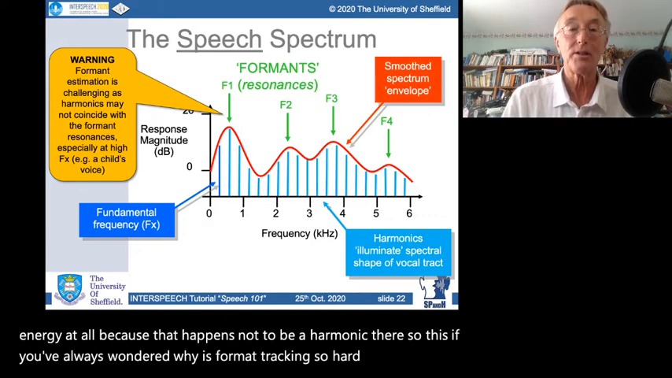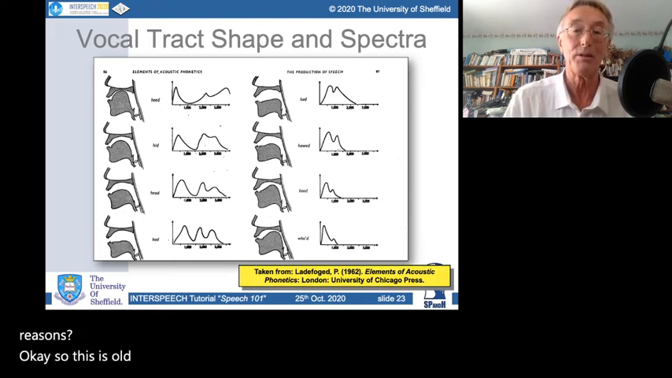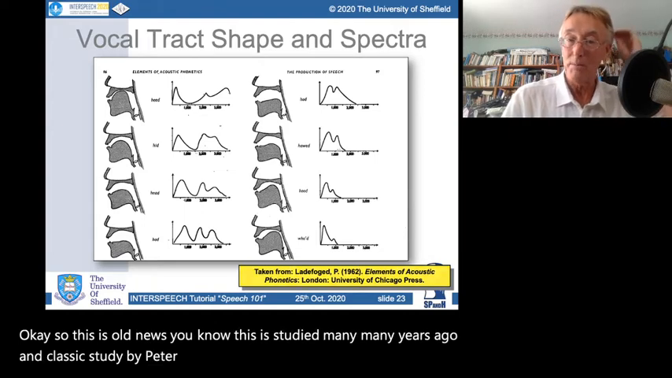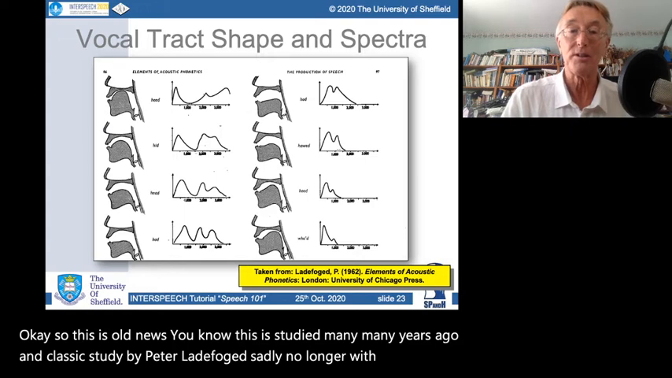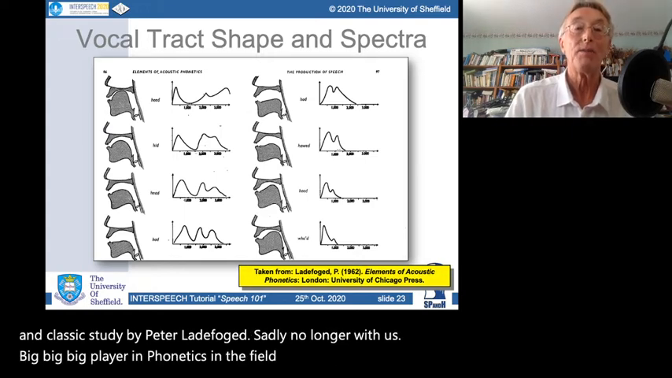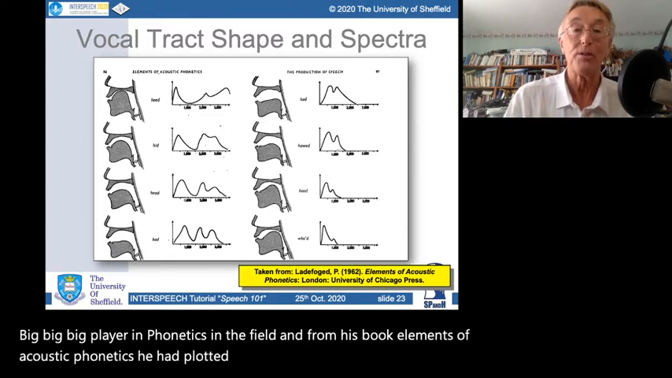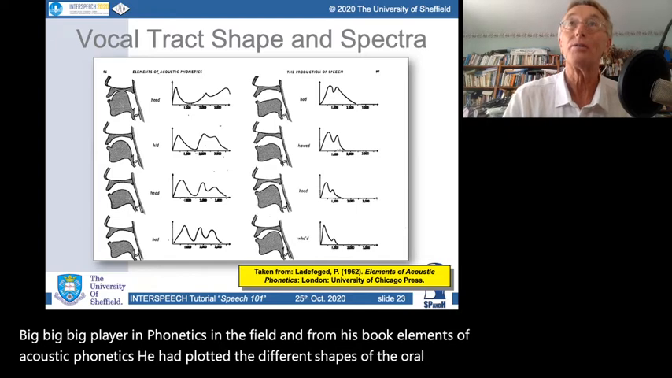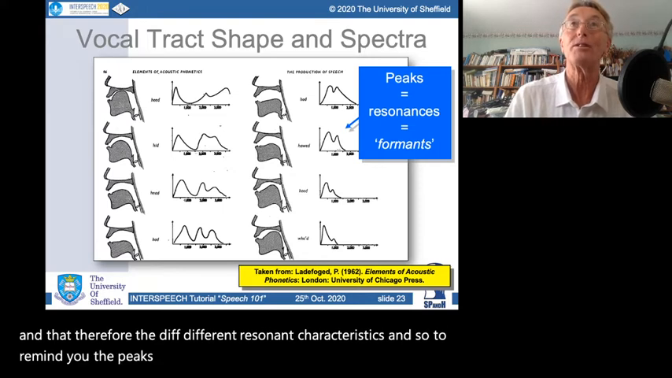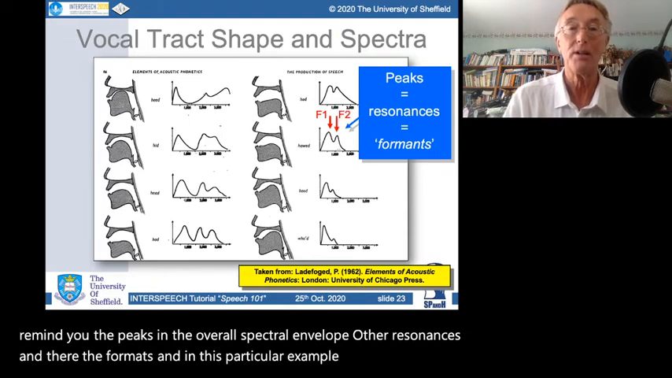Okay, so this is old news. This was studied many, many years ago, in a classic study by Peter Ladefoged, sadly no longer with us. A big player in the field of phonetics, in his book Elements of Acoustic Phonetics, he plotted the different shapes of the oral cavity and the different resonant characteristics. To remind you, the peaks in the overall spectral envelope are the resonances, and they're the formants. And in this particular example of the or vowel, we've got an F1 and an F2 sitting right there.